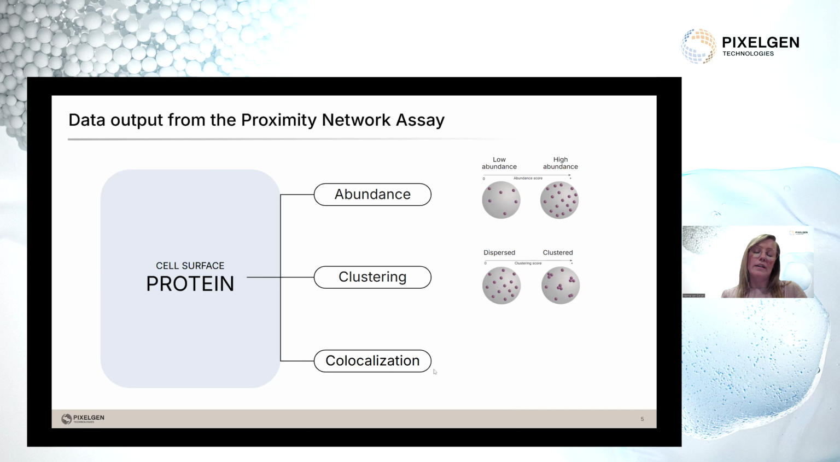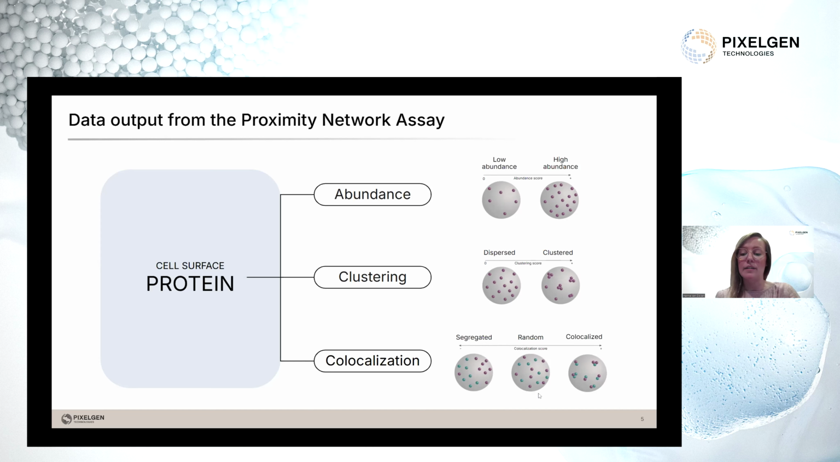The third output that you get from one of these experiments is co-localization. And the co-localization is a pairwise comparison. So basically you look at two different proteins and you see, are these two proteins localized in relation to each other in a random fashion? So not co-localizing, not really segregating from each other. If this is the case, our co-localization score will give you a 0 score.